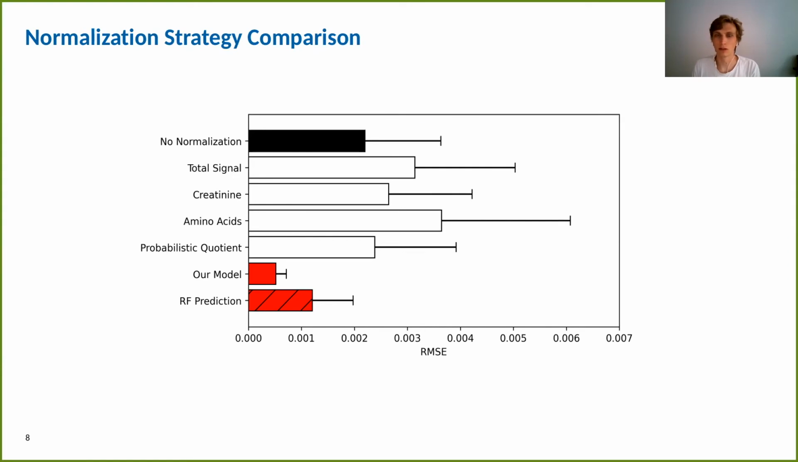So there are also some normalization strategies from literature. However, they are not really optimized for sweat, and that's something you can see in this plot. So here we just show the RMSE of the fit of a kinetic model without any accounting for sweat volume to our concentration data. And actually, for example, normalizing with creatinine or amino acids or the total signal does not work at all for sweat. And with our model, however, which is shown in red, we get quite low RMSE.